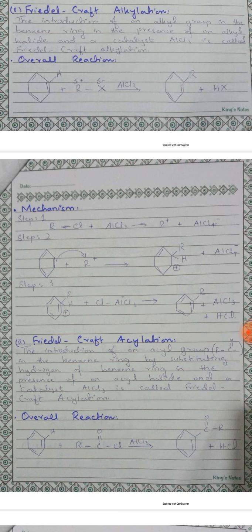Now talking about Friedel-Crafts acylation. Both have the same mechanism, the difference is that in Friedel-Crafts acylation, the introduction of an acyl group into the benzene ring by substituting the hydrogen of the benzene ring in the presence of an acyl halide and a catalyst, aluminum chloride, is called Friedel-Crafts acylation. The overall reaction is also the same, in which a benzene ring is attacked by an acyl group in the presence of aluminum chloride and then acyl benzene is formed.